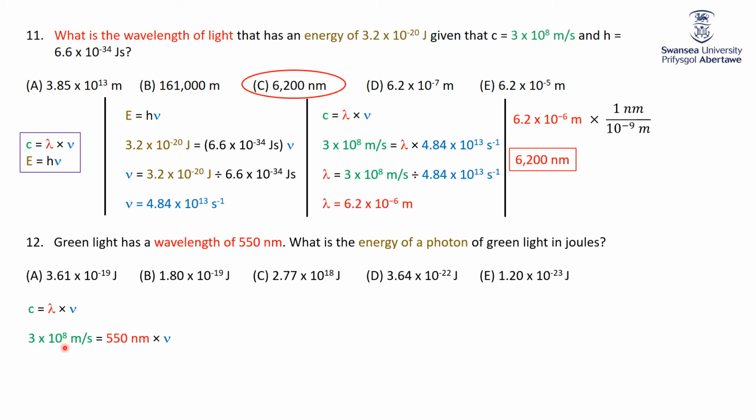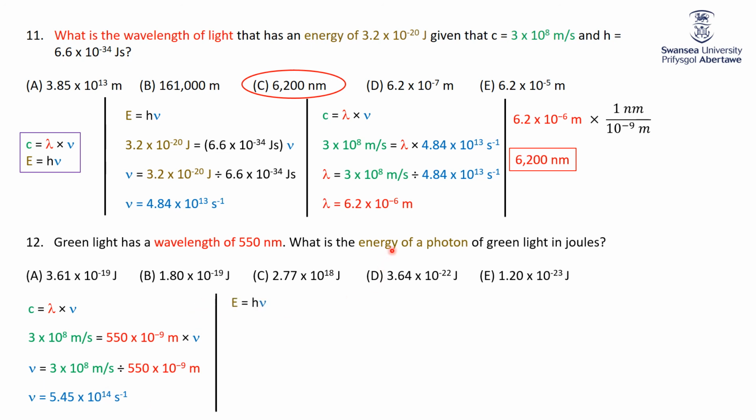Punch everything in, 3 times 10 to the 8, 550 nanometers times the frequency. Well, the trouble here, my speed of light is in meters, but my wavelength is in nanometers, so I either have to convert this to nanometers or convert this to meters. Much easier to convert this to meters, knowing that, of course, nano means 10 to the minus 9. So pop that in, 550 times 10 to the minus 9. That replaces the nano, so that leaves me with meters. Rearrange that, and we get the frequency, 5.45 times 10 to the 14 per second.